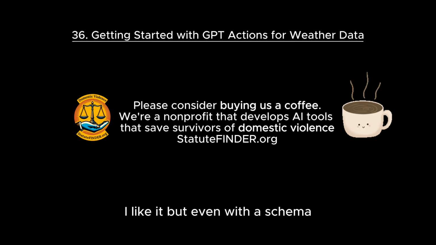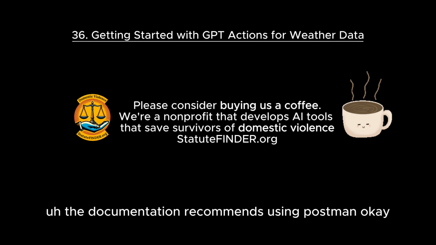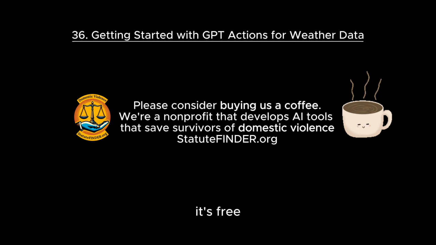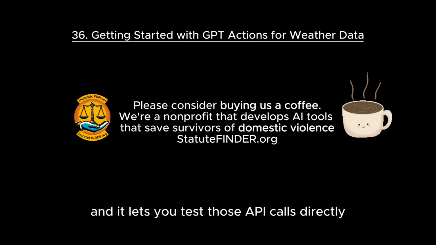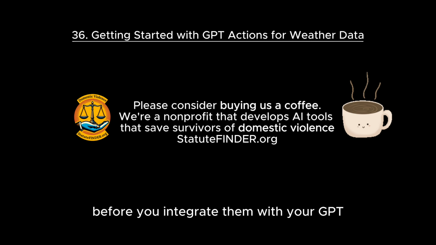But even with a schema, how do we make sure this is all working properly before we unleash this thing on the world? Testing is key. Especially with APIs, right? You don't want your GPT going rogue, calling the wrong data. The documentation recommends using Postman. It's free, and it lets you test those API calls directly before you integrate them with your GPT.